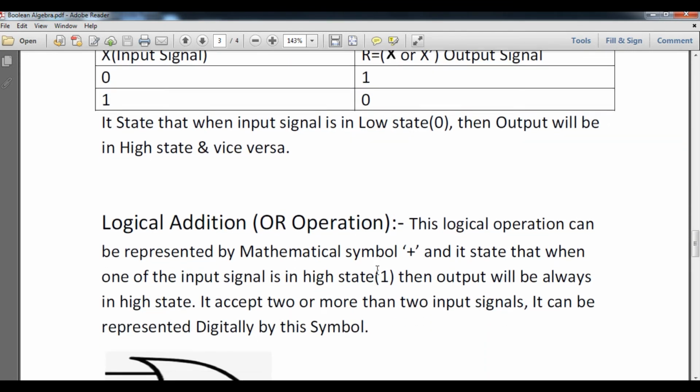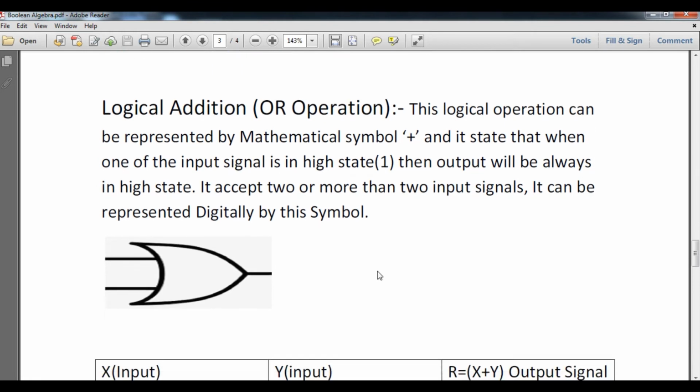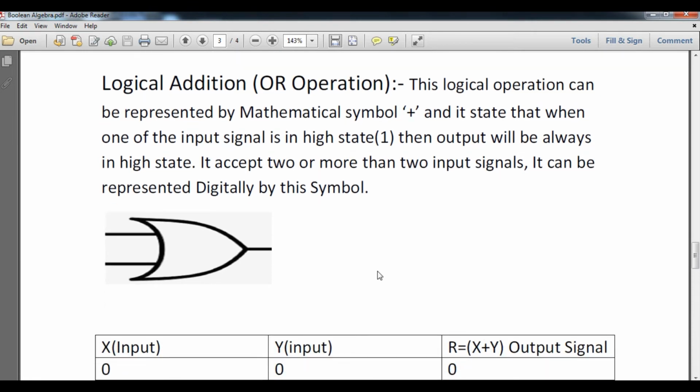Now we are going to talk about the next operation, that is logical addition, the OR operation. The OR operation is a logical operation that can be presented by the mathematical symbol plus. It states that when any one of the input signals is in the high state, then the output will always be in the high state. This is the logical OR operation, the mathematical plus symbol. It accepts 2 or more input signals.